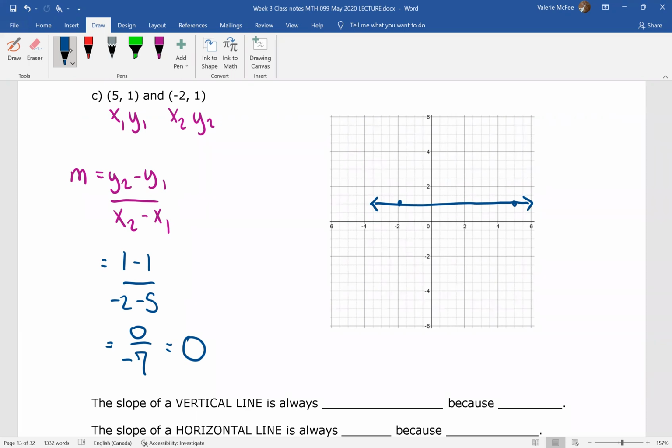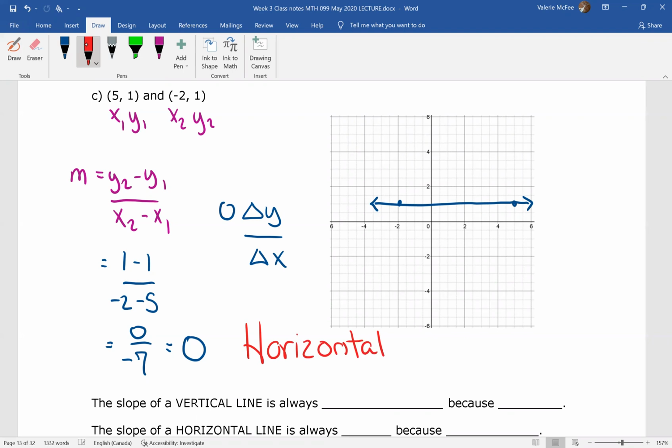Let's think about that. A horizontal line, if we look at it, there's zero change in y, but there is a change in x. If the zero's on the top, it's going to be 0. So whenever we have a horizontal line, we have a slope that equals 0.